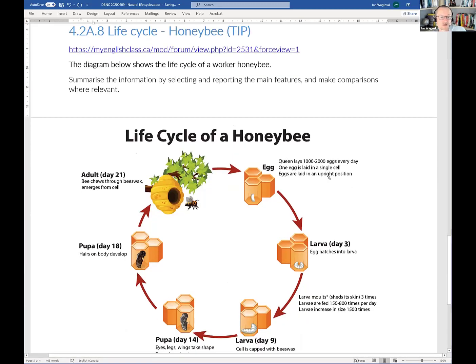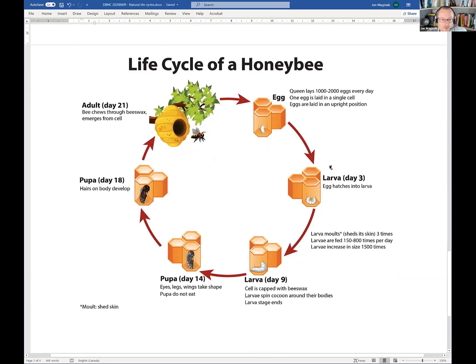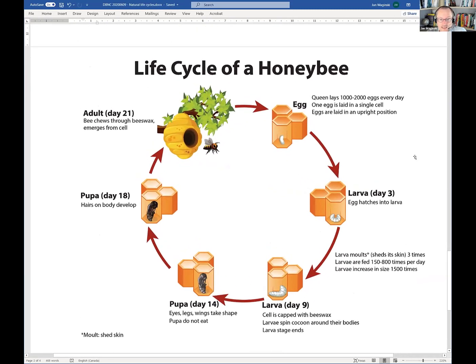Okay, so we've got the diagram below, which shows us the life cycle of a worker honeybee. So we want to summarize the information by selecting and reporting the main features and make comparisons where relevant. I'll just blow it up a little bit here and give you a minute to look at it, and you can ask questions if there's any part that's confusing.